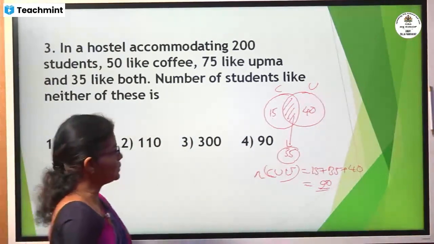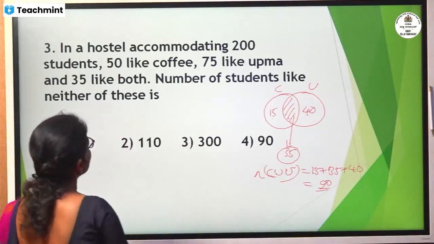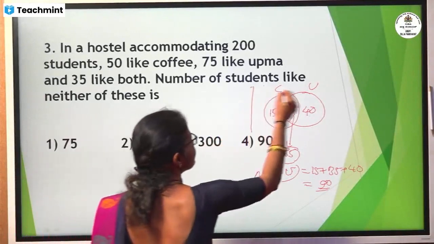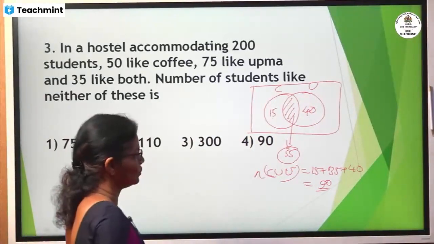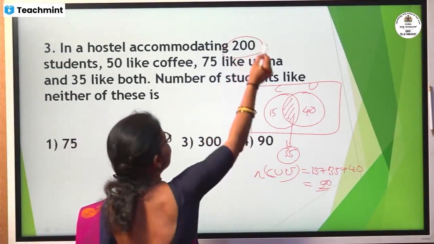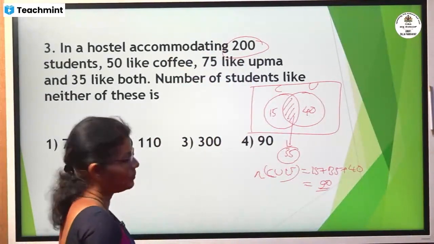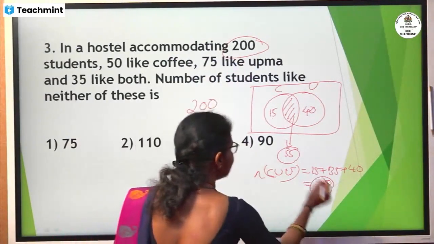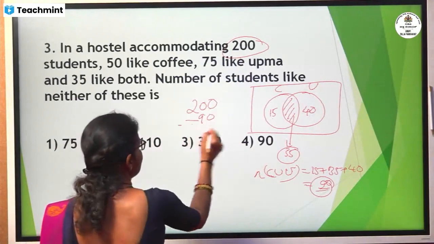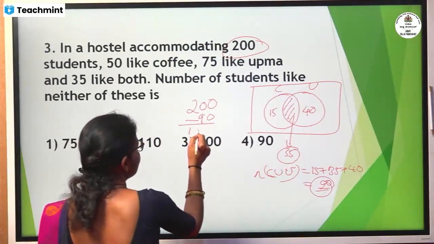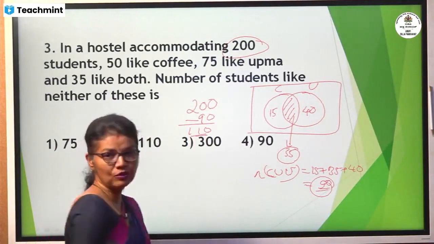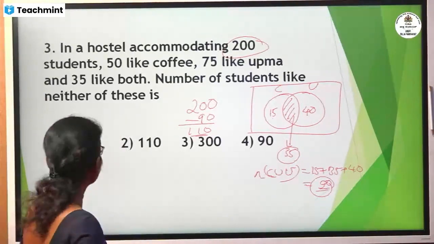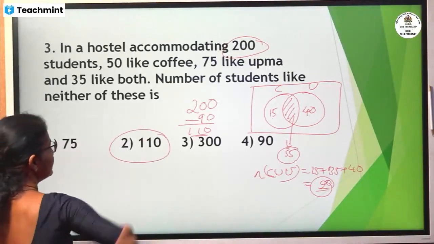So this is the union. But the question is neither coffee nor upma. So if you consider a rectangle outside this, that is the universal set. In the universal set, you have 200 students. Out of the 200, you have to subtract 90. So we get 110 as the number of students who like neither upma nor coffee. So the answer is the second option, that is 110.